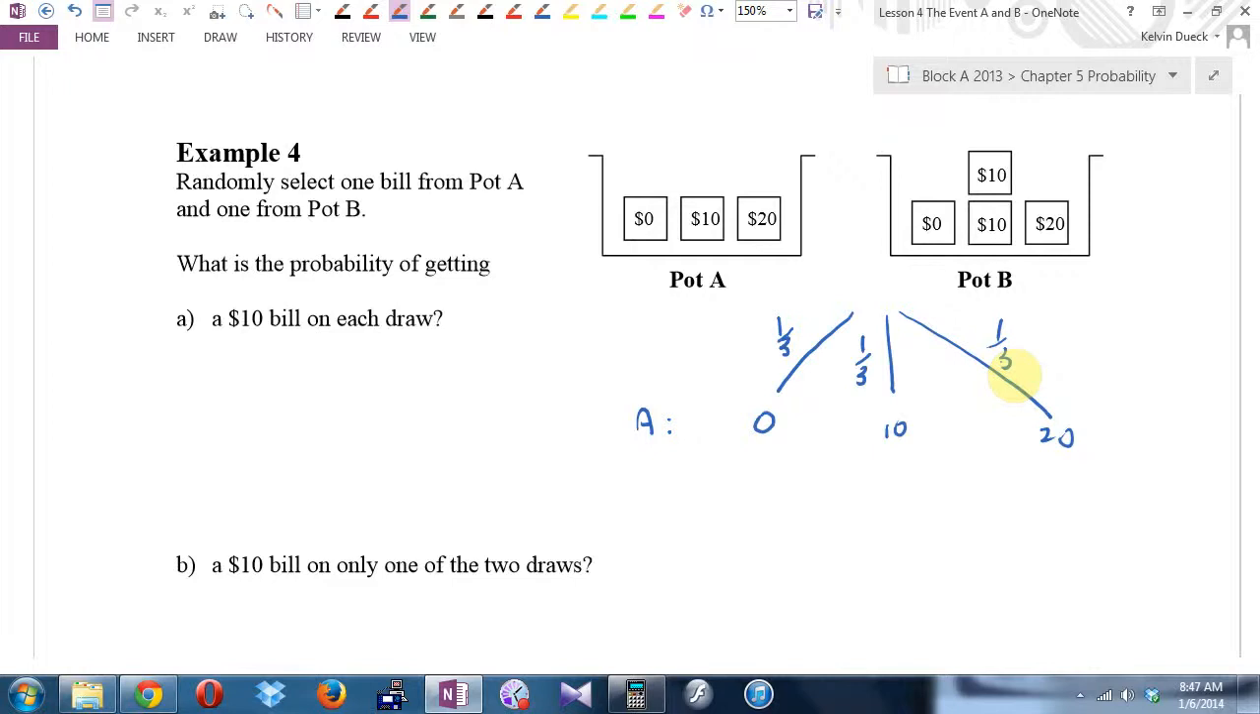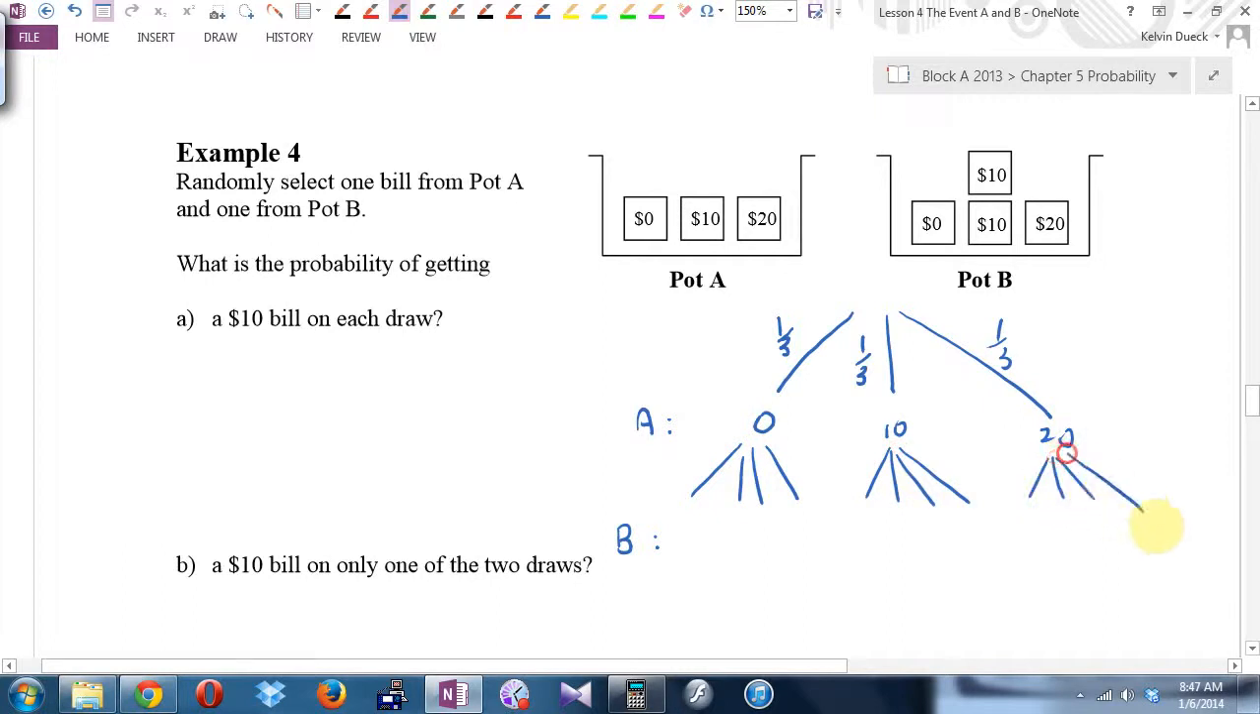Now let's go to level B. It looks like I can get 1, 2, 3, 4 possibilities, 1, 2, 3, 4 possibilities, 1, 2, 3, 4 possibilities. Oh, wait a minute. 2 of those possibilities are the same, Mr. Dueck. Don't do 4. There's 2 10s, yes? So instead, let's go 3 possibilities. And we'll use a weighted tree. We'll weight each branch with the probability.